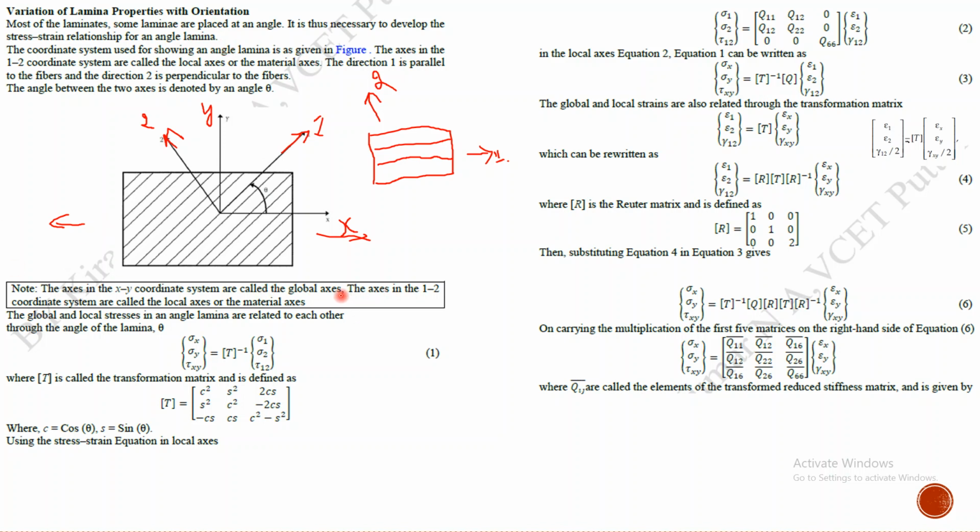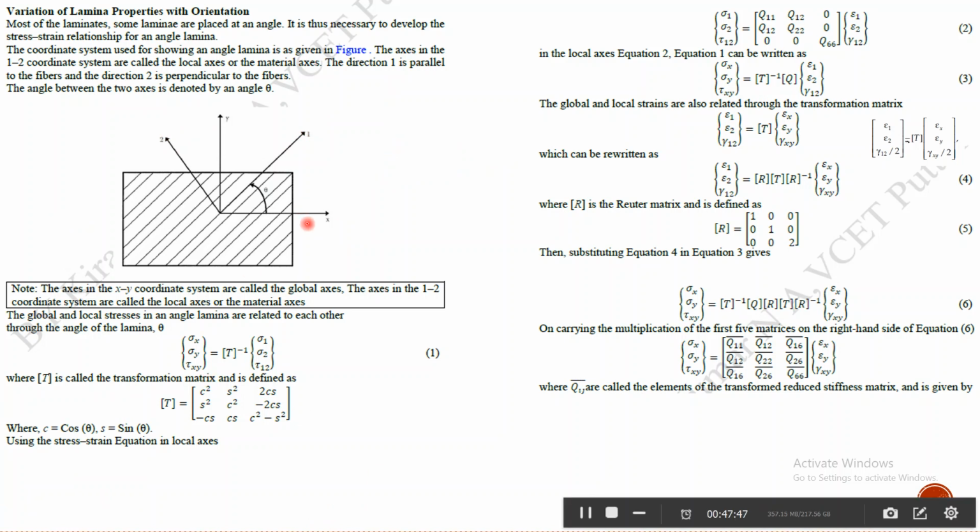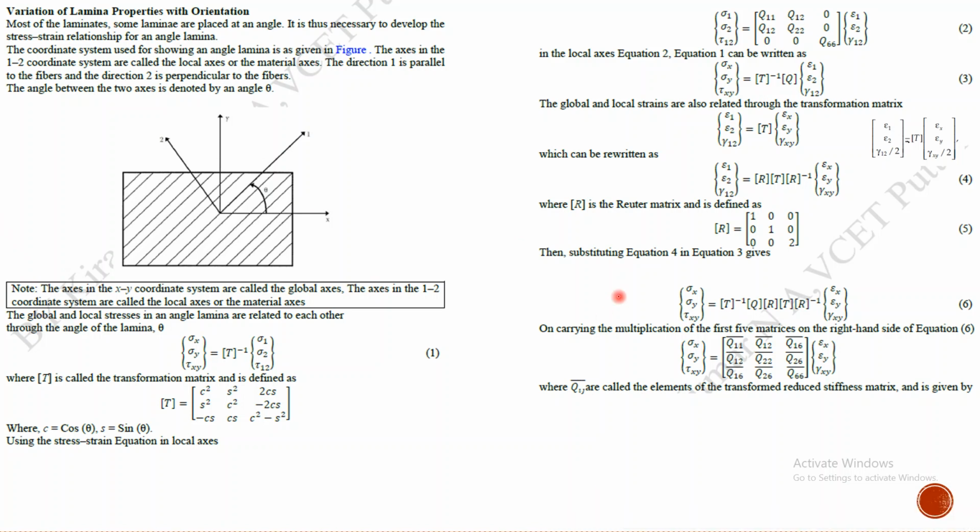So how will we proceed for this? For that, let us take a lamina in which the fibers are oriented at an angle theta, and the global coordinate system is taken as x and y, and the local coordinate system as 1 and 2. Once we have taken all these, the next thing is, okay, let's do this.